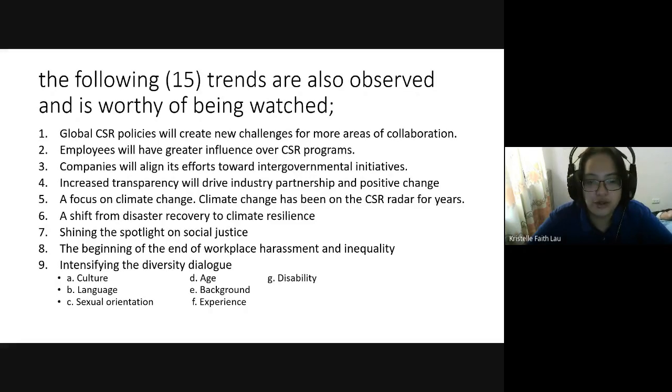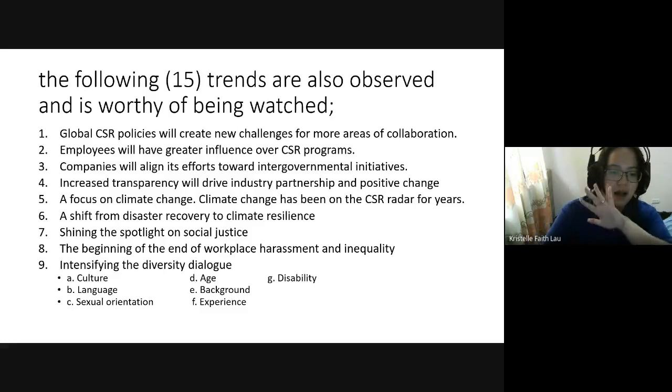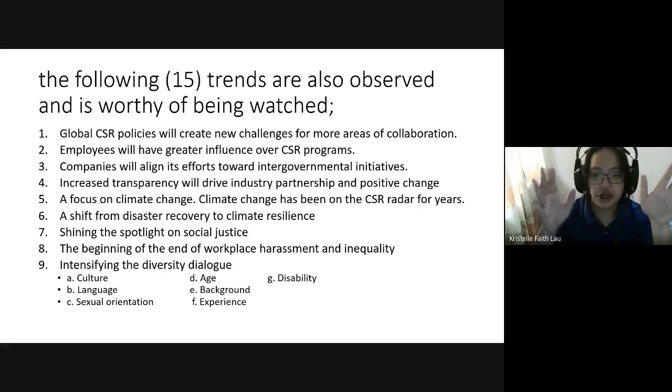So the push for transparency is global in nature, and along with it are laws in different countries that require ang mga large companies to annually produce ang ilahang mga reports which address their social, their environmental, and even ilahang human rights ng activities. Then panglima, a focus on climate change. So climate change has been on the CSR radar for years.